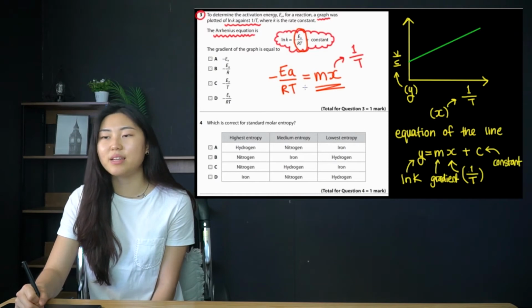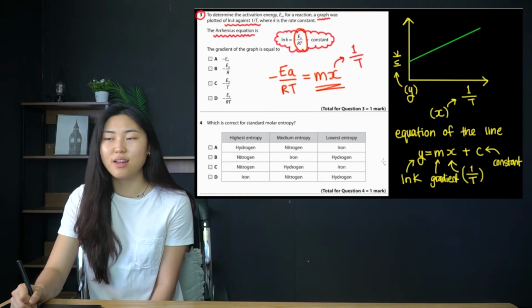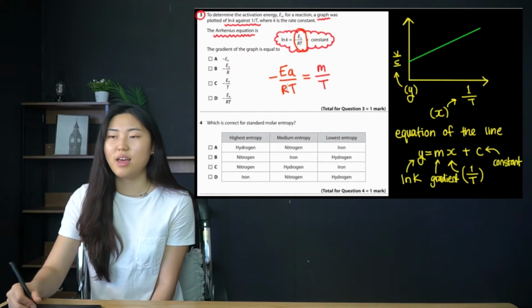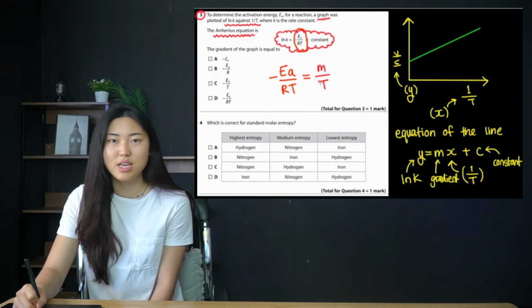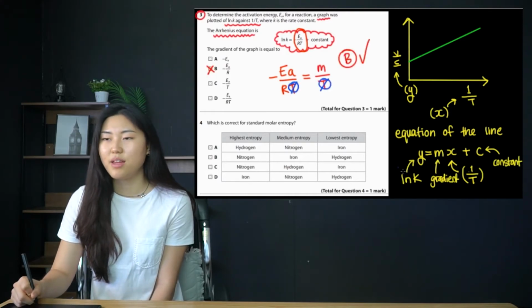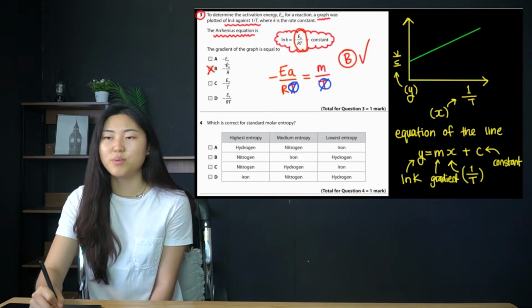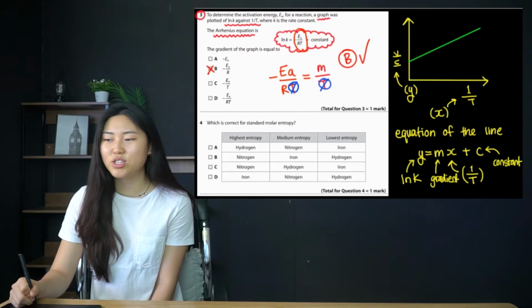You can see that this middle bit is the mx, right? And that is equal to minus EA over RT. And we know that x is 1/T, so I'm just going to put that into x, meaning that EA over RT is going to be the same as m times 1/T. So m, our gradient, is just going to be minus EA over R, which is B. Okay, so that's how you solve that question.